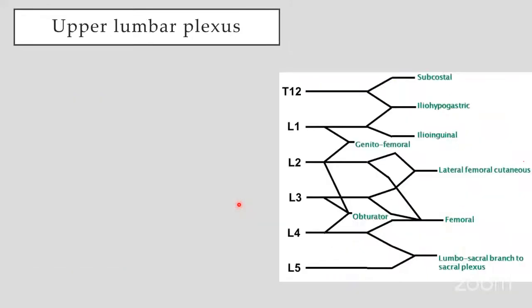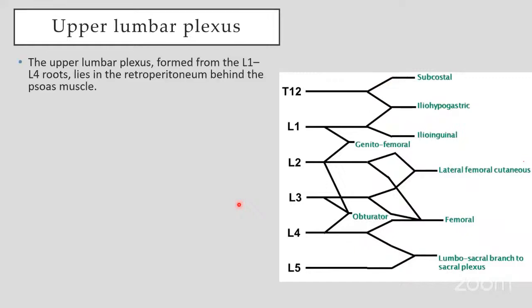The lumbar plexus can be divided into upper and lower lumbar plexus. The upper lumbar plexus is formed from the L1 to L4 nerve roots. T12 gives rise to the subcostal nerve and the iliohypogastric nerve, which is a combination of the posterior division of T12 and the anterior division of L1.